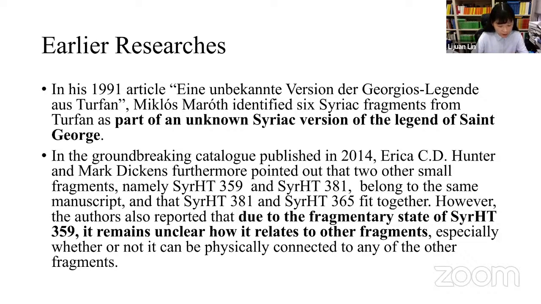In the groundbreaking catalog published in 2014, Erica Hunter and Mark Dickens furthermore pointed out that two other small fragments, namely 359 and 381, belong to the same manuscript, and that 381 and 365 fit together. However, the authors also reported that due to the fragmentary state of the Syriac fragment 359, it remains unclear how it relates to other fragments.